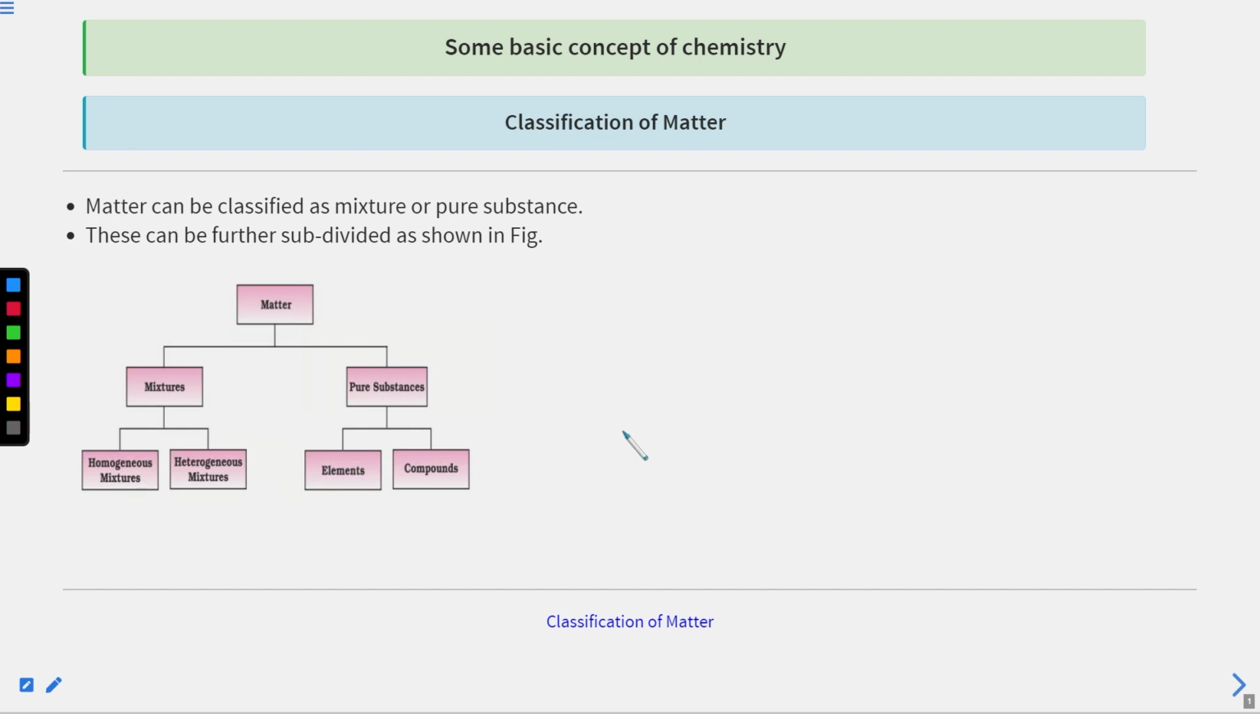Okay. Now we will try to classify the matter on a different basis. So matter can basically be classified into two types, that is mixtures and pure substances. As the name suggests, a mixture is formed by mixing pure substances, each made up of only one type of thing. Mixtures come in two types, homogeneous and heterogeneous mixtures, and in pure substances we have elements and compounds.